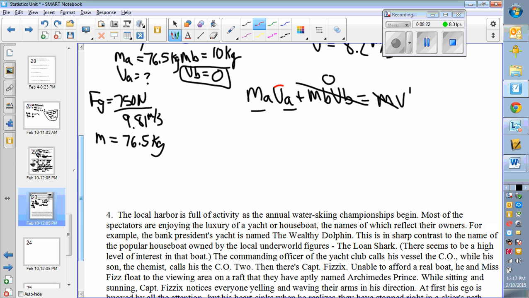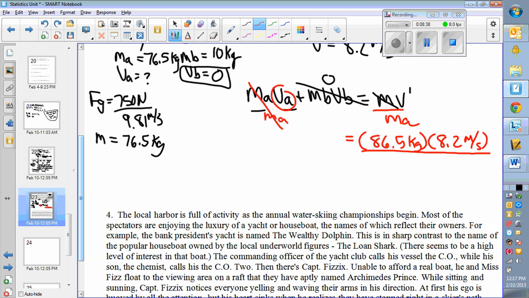We're solving for VA, so we take the M over MA and divide that way. So the total mass of 86.5 kilograms, 8.2 meters per second, divide by the mass of Captain Physics, 76.5, and that number comes out to 9.27 meters per second, the speed of Captain Physics before. Started solving that the wrong way, sorry.